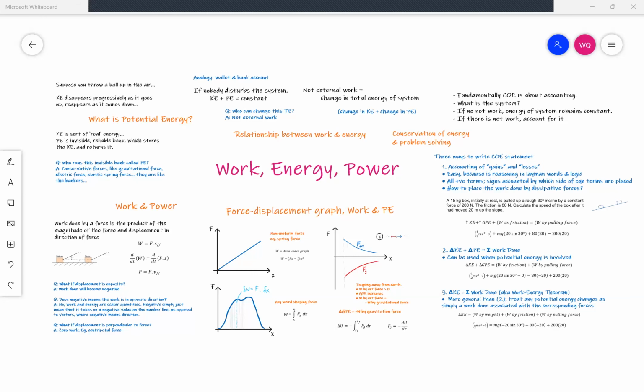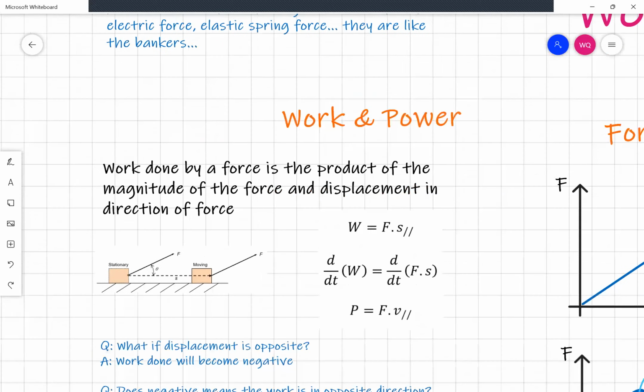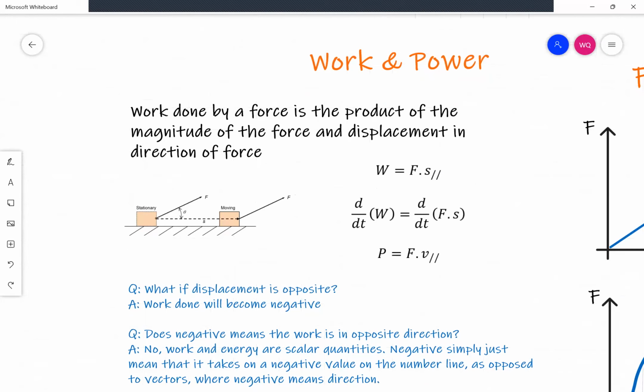First up, we are going to revise what is meant by work. Work done by the force is the product of the magnitude of the force and displacement in direction of the force. So this tells us that only a particular component of the displacement is relevant if the force and the displacement are not collinear.